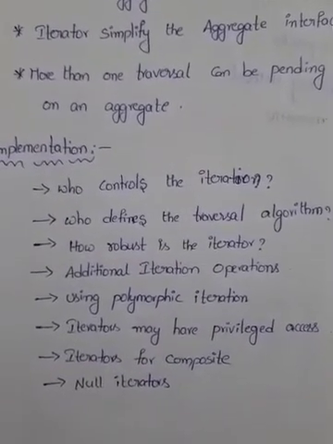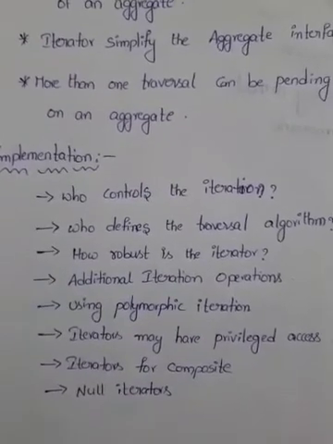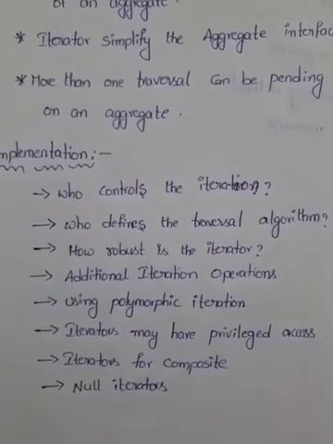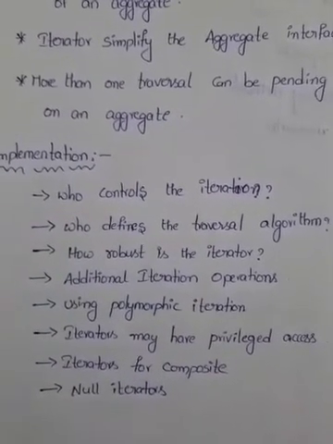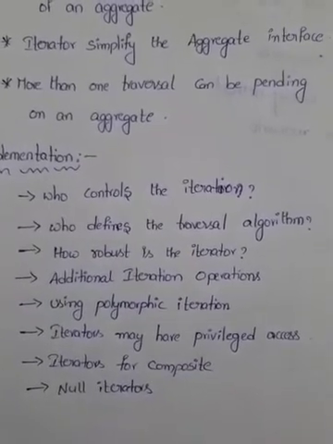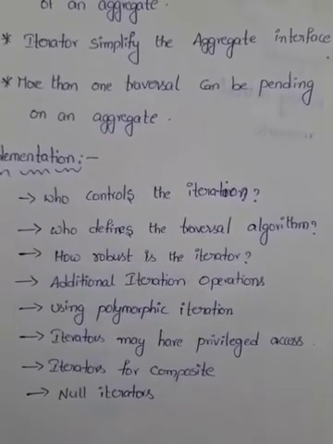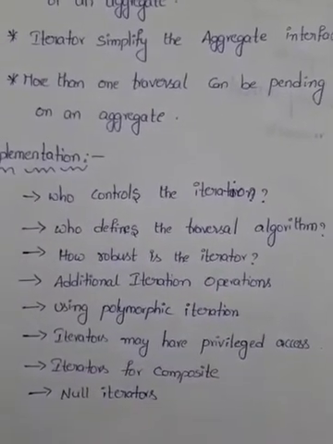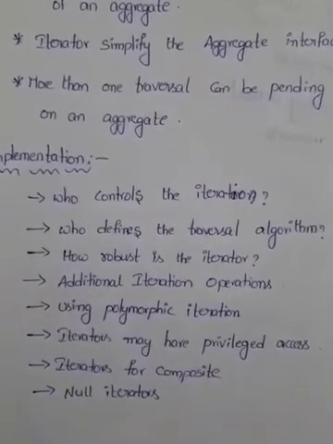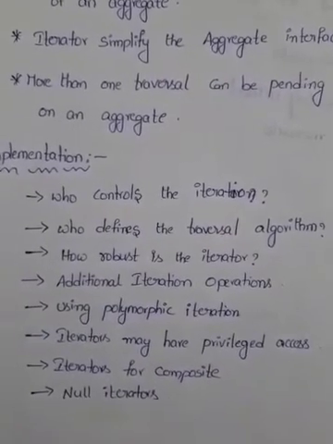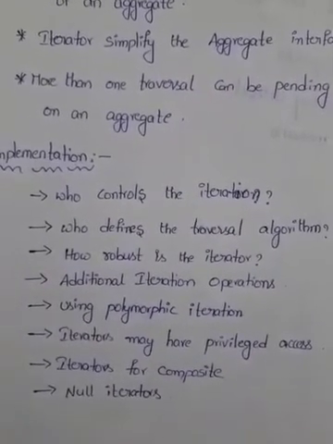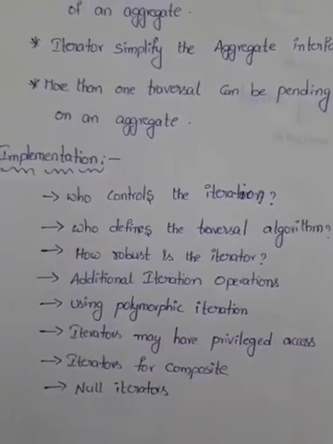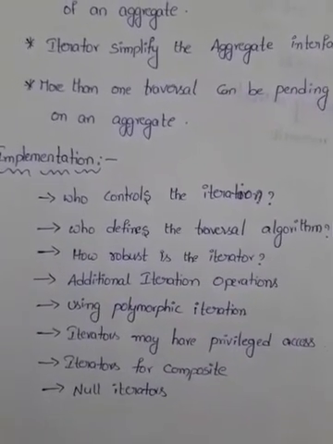So, these are the 8 implementations we can speak of under the iterator pattern. The first one is who controls the iteration, who defines the traversal algorithm, how robust is the iterator, additional iterator operations, using polymorphic iterators, iterators may have privileged access, iterators for composites, and the last one is the null iterator. These are the implementations for the iterator pattern.